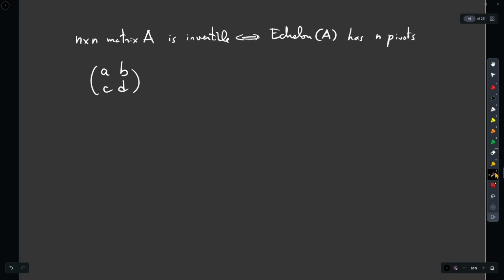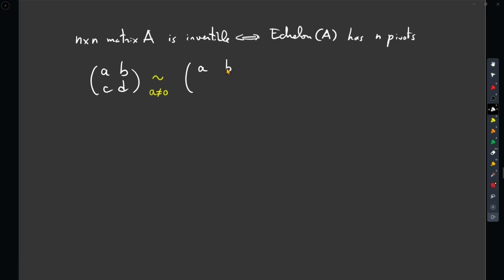Well, if both A and C were 0, then there would be no pivot in that column. There are no 2 pivots, so it's not invertible. So one of the two has to be non-zero. I'm going to assume that A is non-zero, otherwise I would know it is already not invertible if both A and C were 0. Then I can row reduce, and the row reduction looks like this.